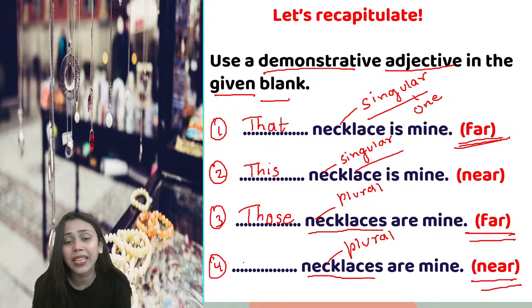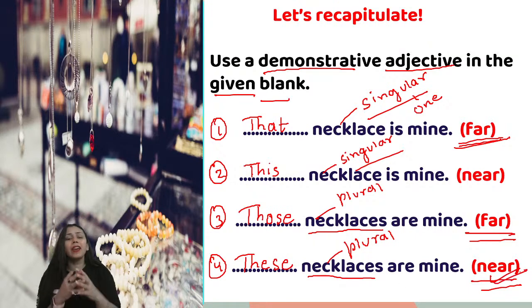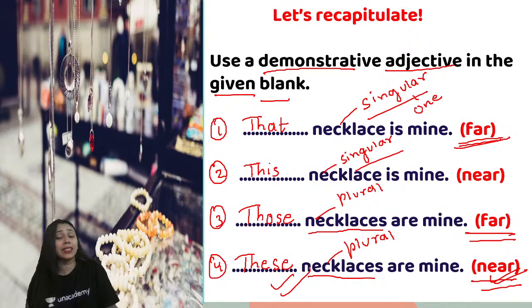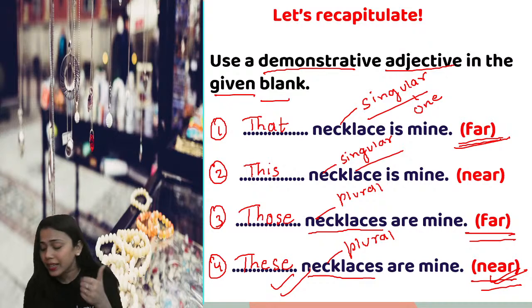Here we'll be using these. यहाँ पे हम लोग these use करेंगे because ये यहाँ पे पास वाले की बात हो रही है और पास में है और एक से ज्यादा noun है तो हम लोग these use करेंगे, दूर में है एक से ज्यादा noun है तो those बोलेंगे। Understood?